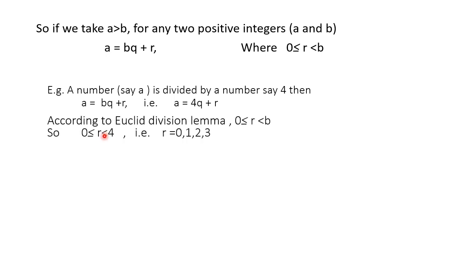Now, if B is equal to 4, then the remainder will be 0, 1, 2 and 3, because it cannot exceed 3. So there will be 4 possible formulas for this particular A. Because A has the formula 4Q plus R, where R has 4 possible values, it can be represented in 4 ways like this.